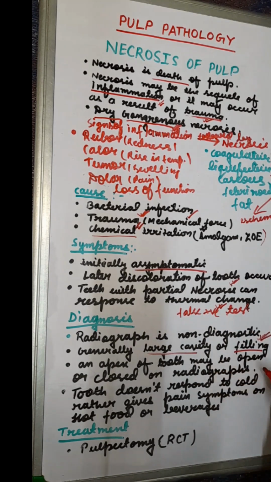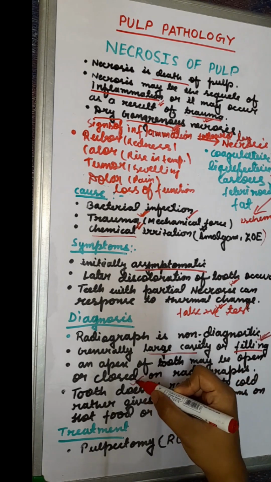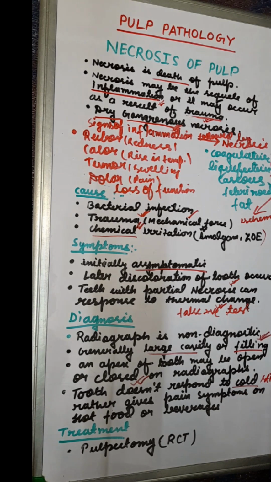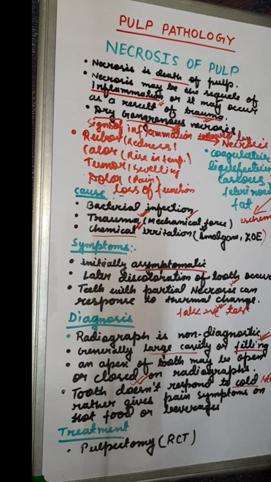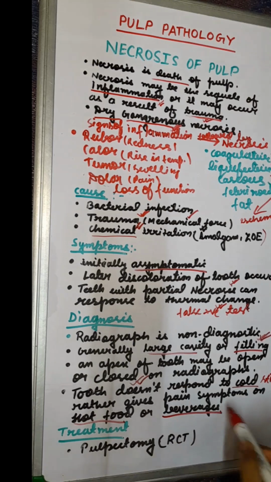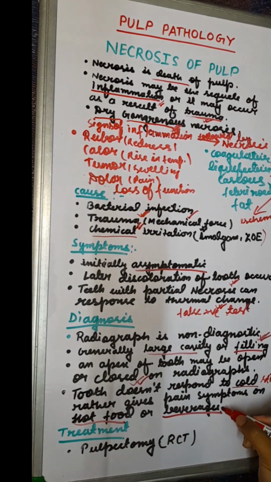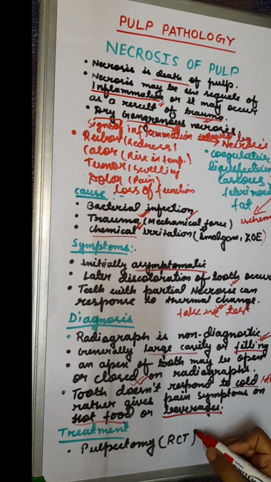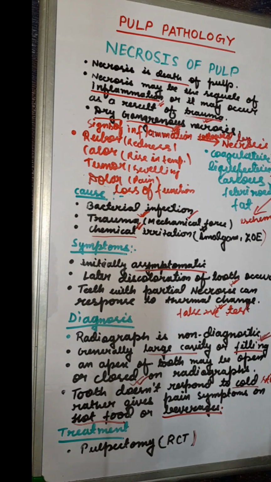And an open or closed apex could be seen on radiograph, and the tooth does not respond to cold stimulus, rather it gives a pain response on hot or cold beverage. On taking hot food or beverage, response will be given. And the treatment of necrosis of the pulp is pulpectomy or RCT.